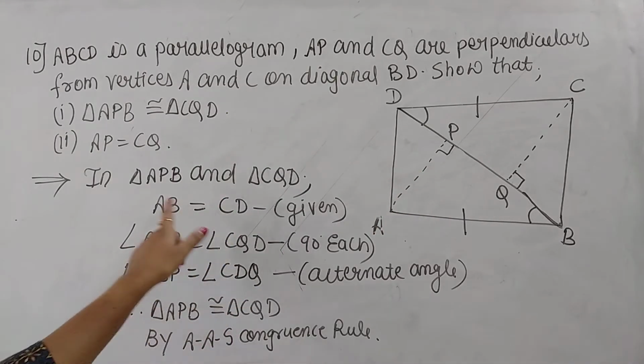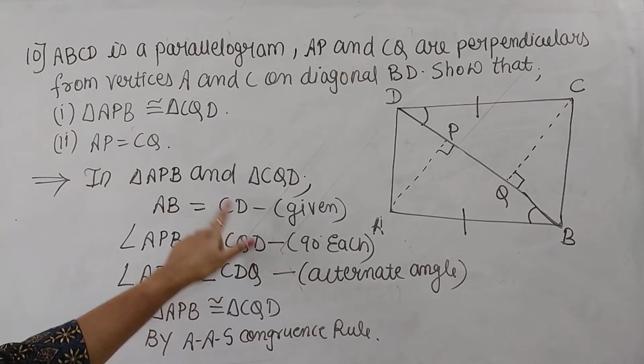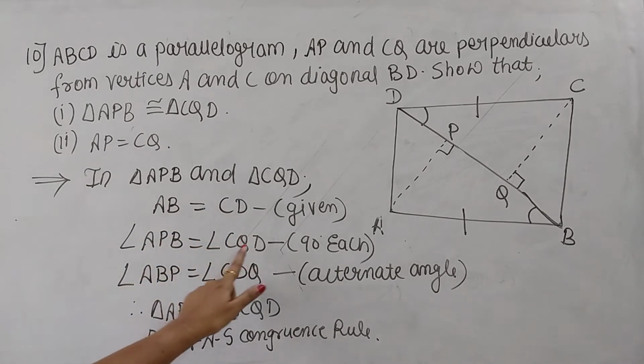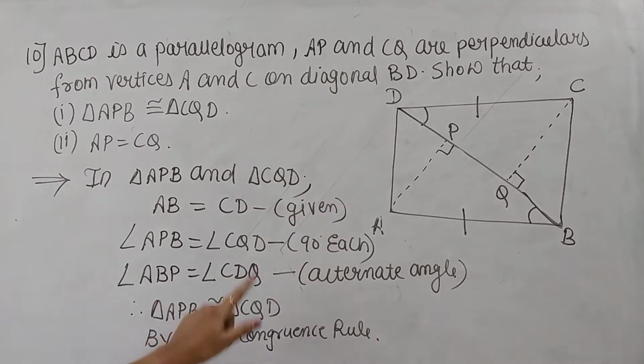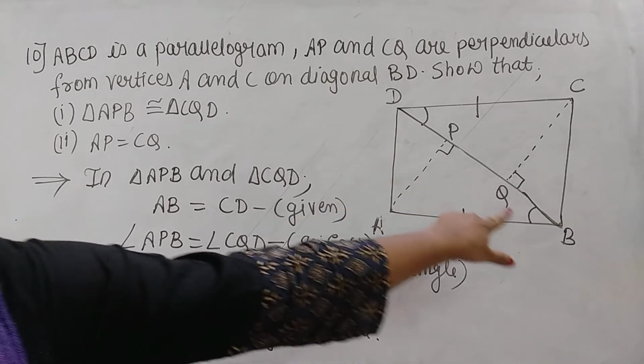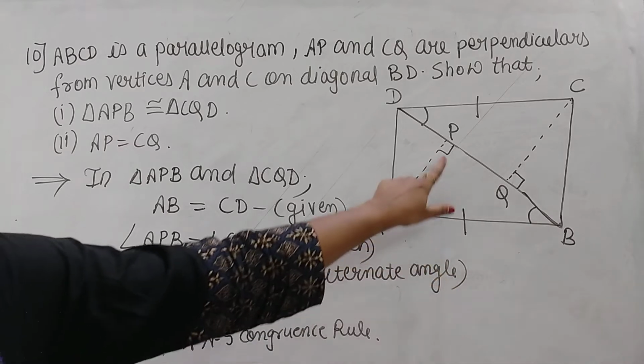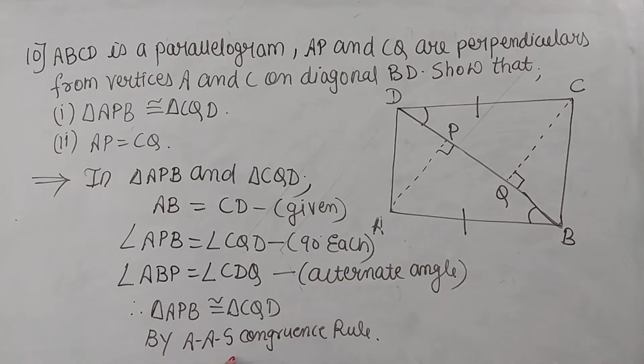You can see that AB is equal to CD, that is opposite sides of a parallelogram. Then angle P is equal to angle Q, they are 90 degrees each, and angle B and angle D we have taken as alternate angles. So both the triangles are congruent to each other, and the rule of congruence is angle, angle and side. So therefore, by the AAS congruence rule, they are congruent to each other.